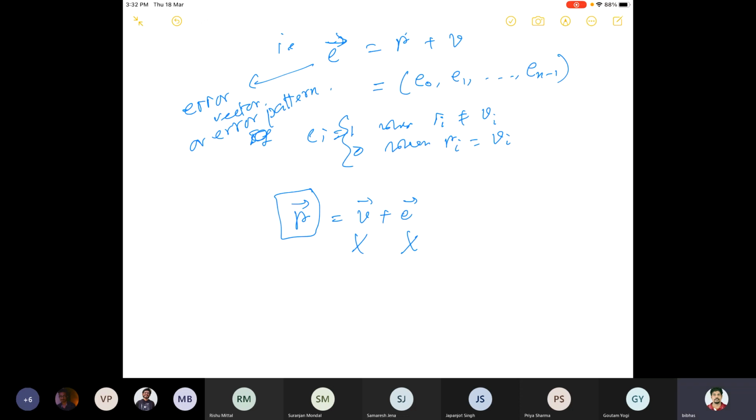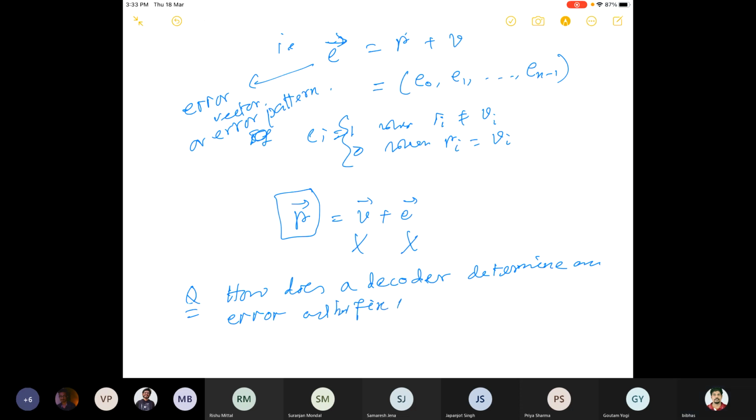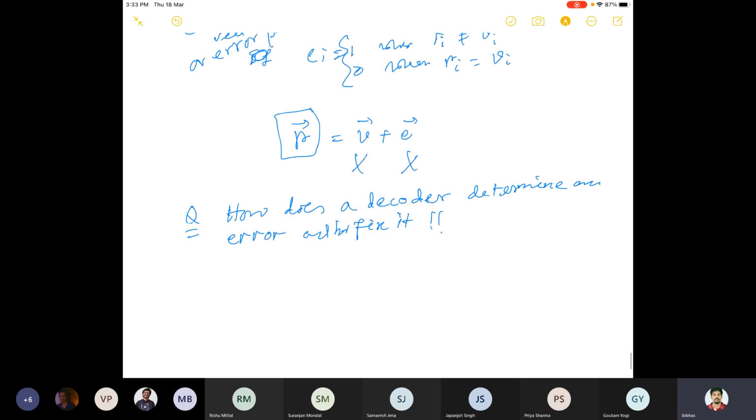So the question here is, how does a decoder determine an error, and once it is detected, how to fix it? That's the question. Now, what possibly could this decoder do is that I'll define something called the syndrome.